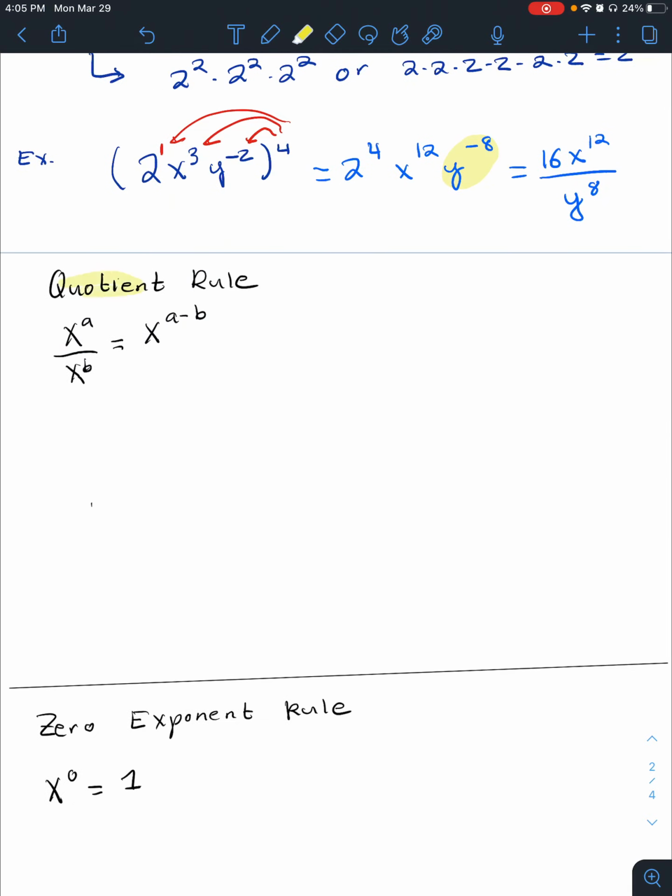The next rule is called the quotient rule, or division rule.